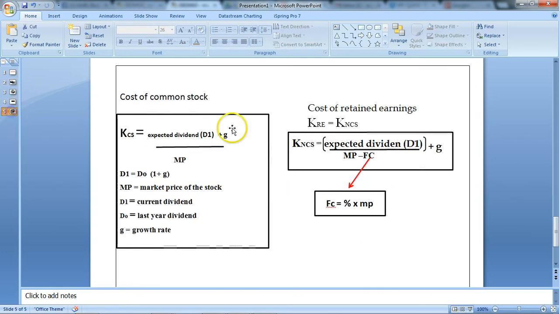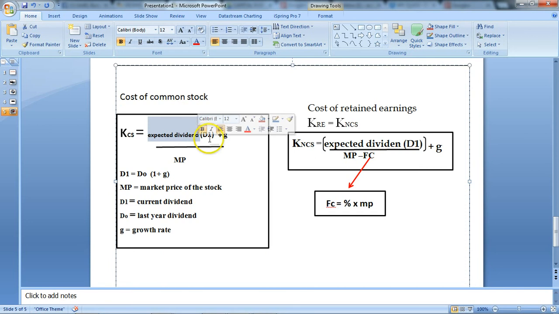Next, we've got two types of formula. Next is the common stock. Cost of common stock is the expected dividend plus the growth. Remember, I have told you the characteristic of common stock: the dividend is not fixed. It's based on the profitability performance of the company. That's why we need to calculate the expected dividend next year, so we put it as D1. However, if the question did not give you D1, you need to calculate it using this formula.